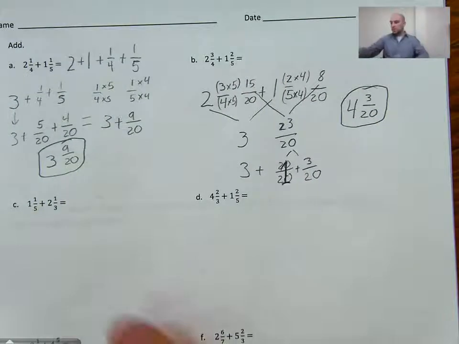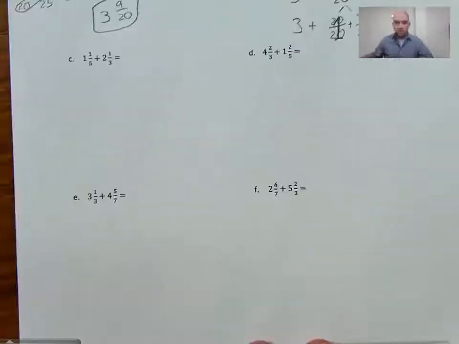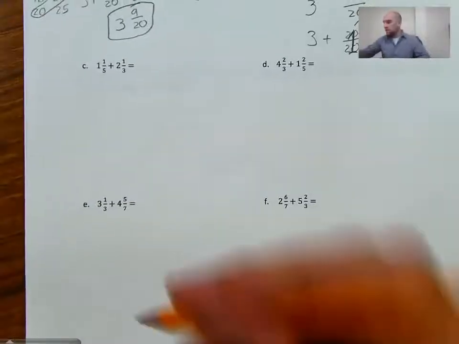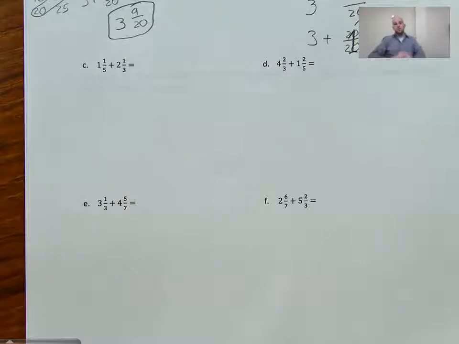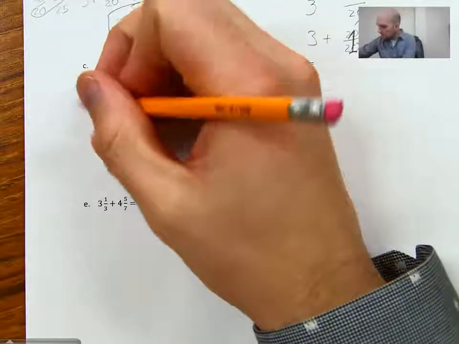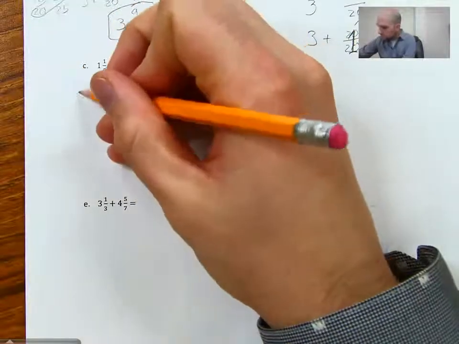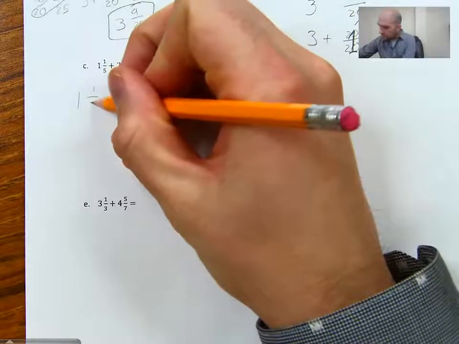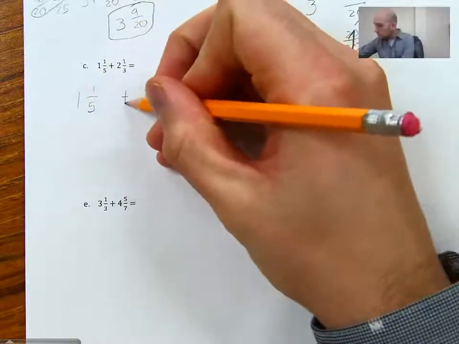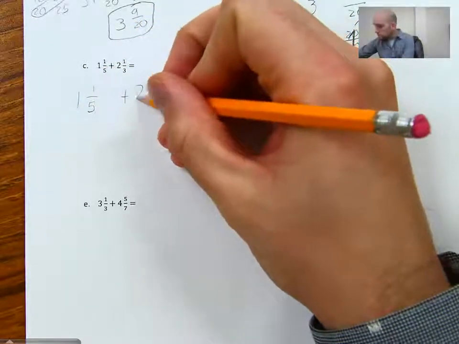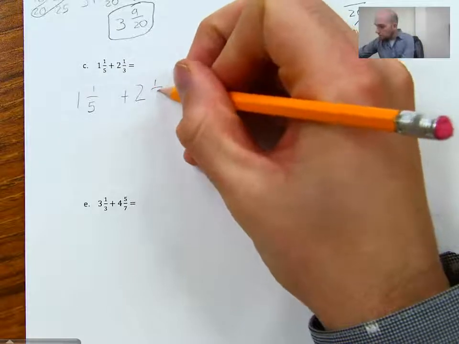So I'm doing the same thing here and here, just a couple of different ways to show it. We'll move to letter C here, and we have a different pair of denominators here. So this is going to be a little bit different. We'll start with 1 1/5 plus 2 1/3.